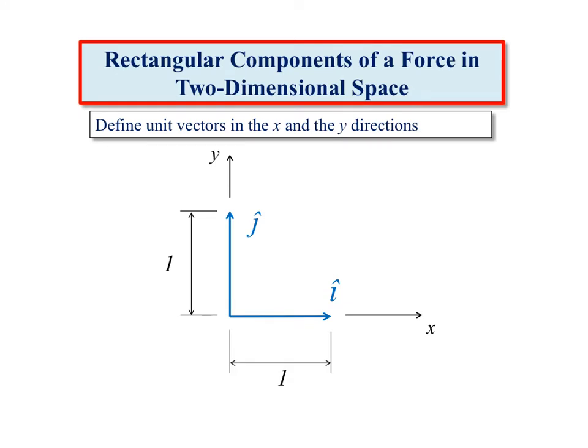We'll see that it's useful to work in terms of the components of forces, and in doing that we need to use a reference coordinate system. In two dimensions, we usually use x horizontal and y vertical as our reference coordinate system, and it's useful to define two unit vectors, vectors of unit magnitude, i hat in the x direction and j hat in the y direction.